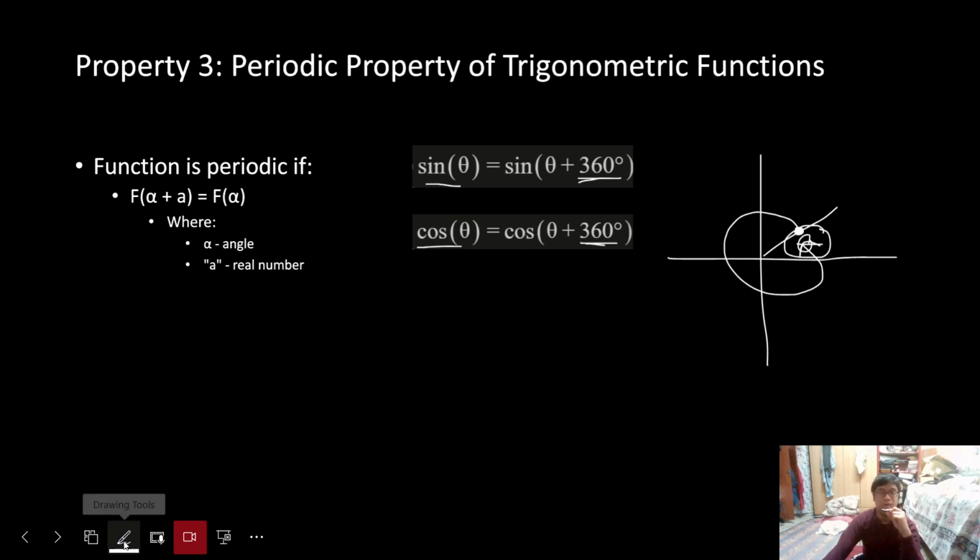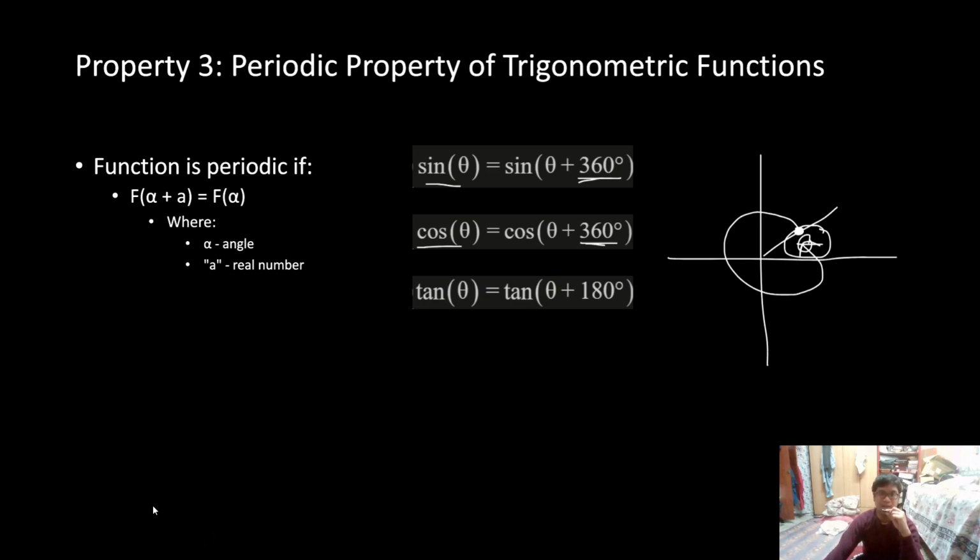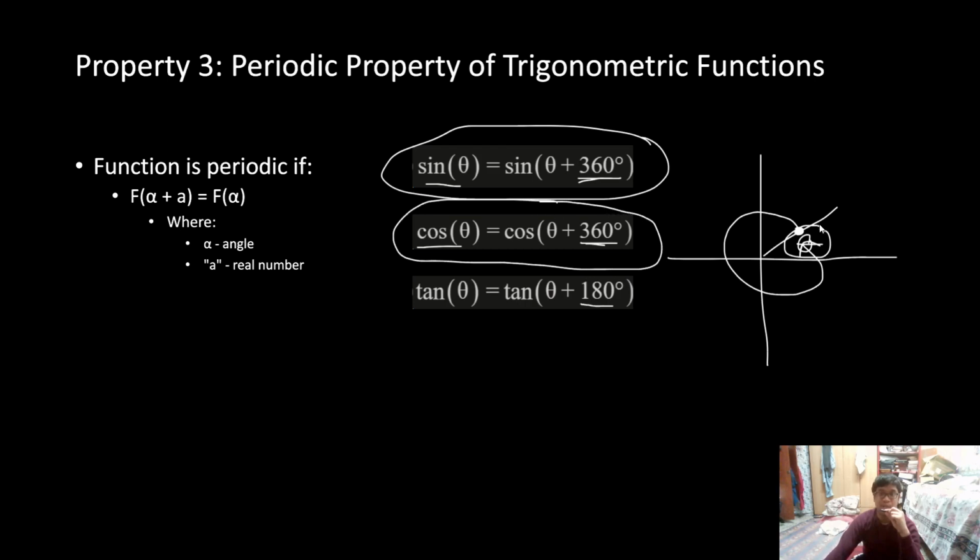But there's one function that is unique compared to sine and cosine, which is this one, tangent theta. Tangent theta is equal to tangent of theta plus 180 degrees. Why is it 180 degrees but not 360 degrees? You see, these two are related to coterminal angles because, like what I explained here, if you get the coterminal angle, we have a revolution here at the same place.